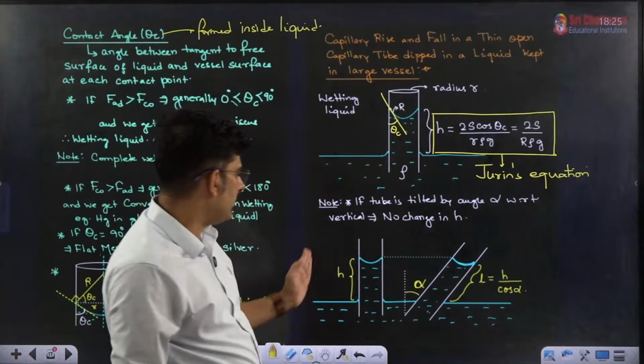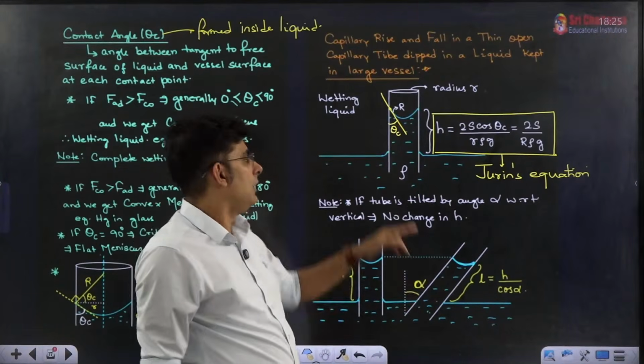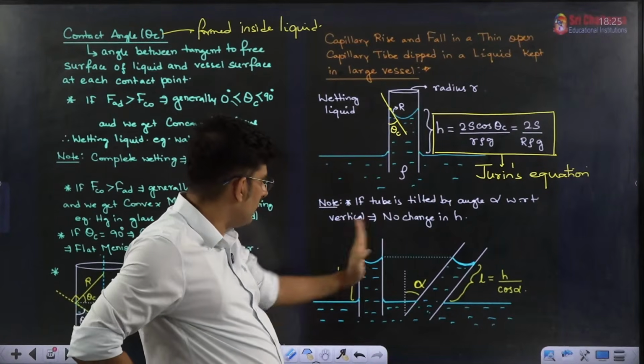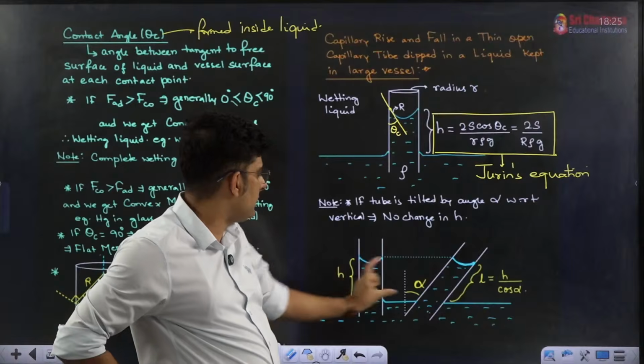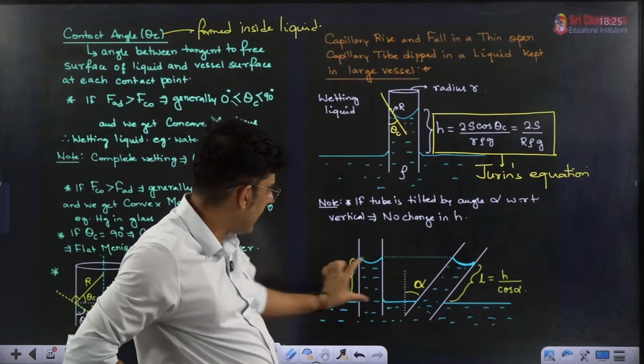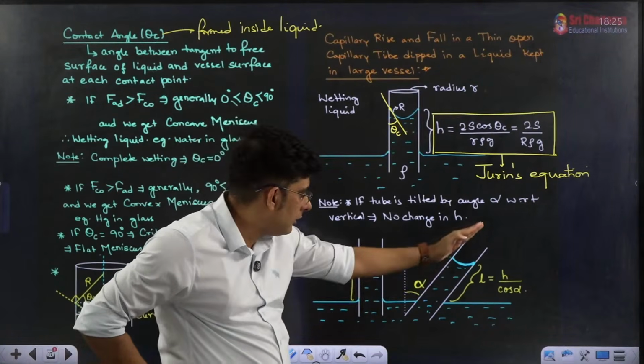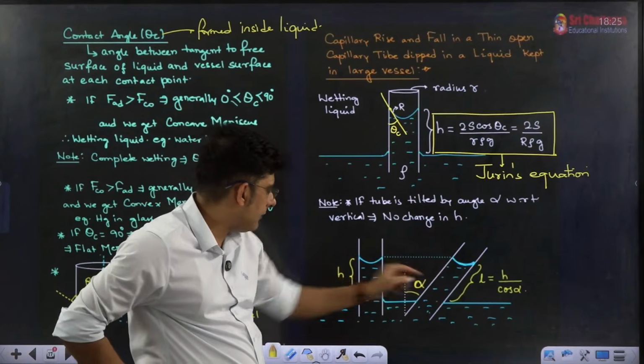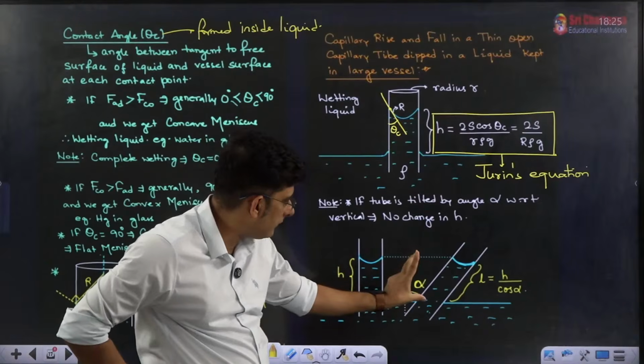Now, suppose you tilt the tube. This relation is obtained by equating the pressure vertically. So if you tilt it, there won't be any change in the vertical capillary rise; this height will be the same. Only the length of liquid in the tube will change, which you can easily find. If you tilt it by alpha, the vertical height will remain the same.